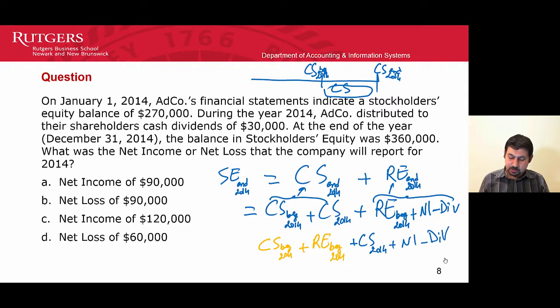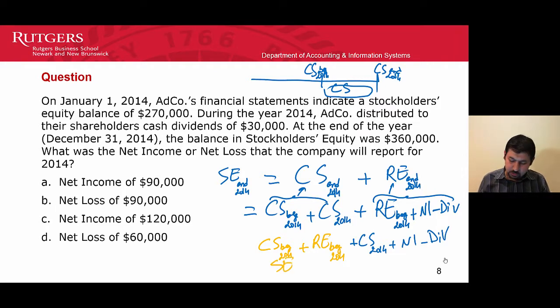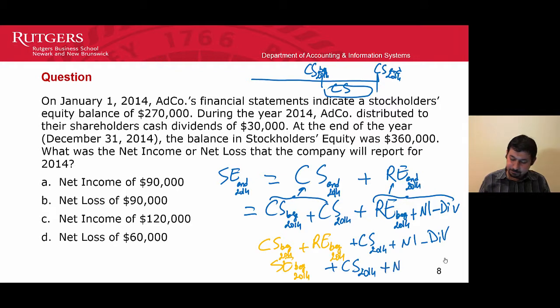Now those two are equal to stockholders' equity beginning 2014, plus common stock 2014, plus net income minus dividends, and that would be equal to stockholders' equity ending 2014.